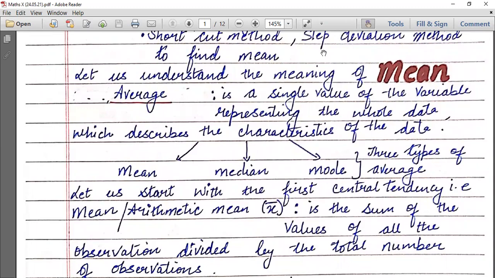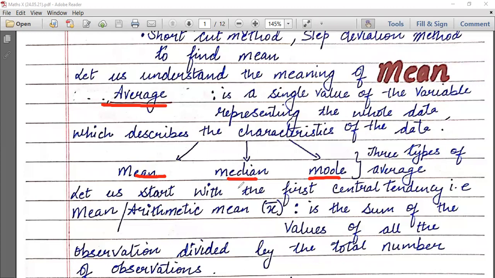So now, children, what is a mean? Mean is also known as average. It is a single value of the variable representing the whole data which describes the characteristics of the data. We have three types of central tendency, that is mean, median, mode. These are three types of average.